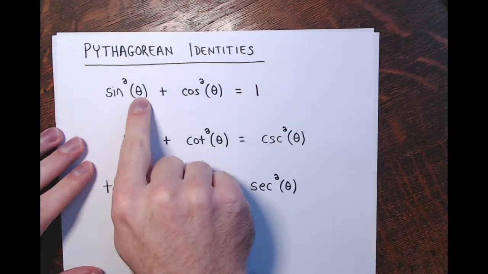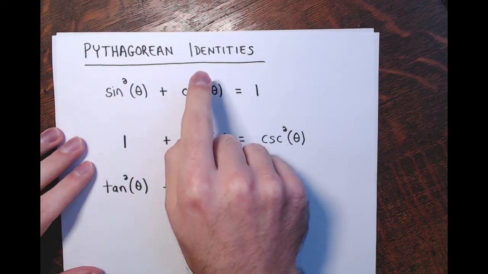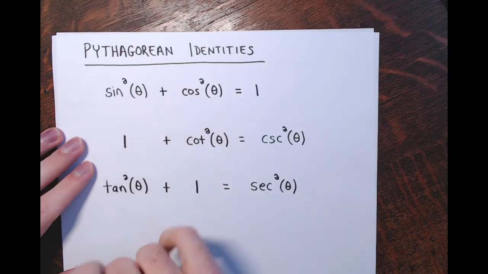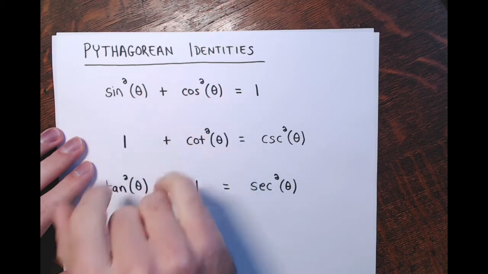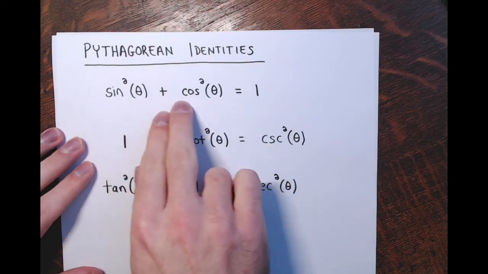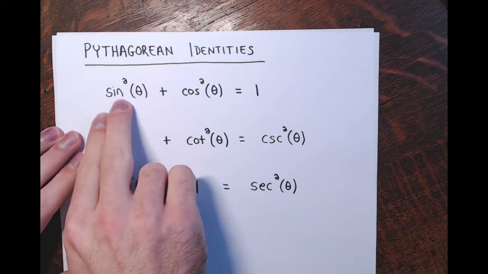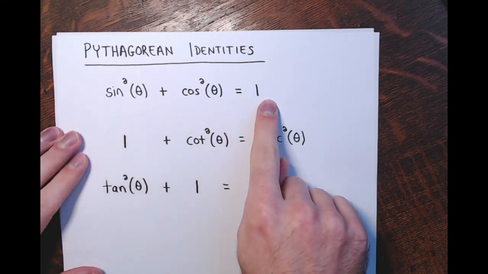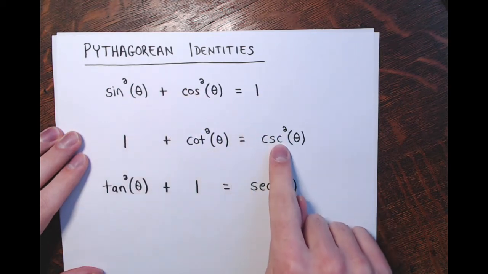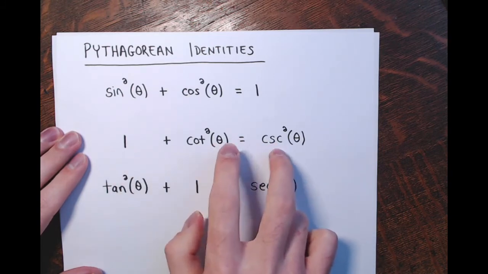So the sine of any angle squared plus the cosine of that same angle squared will always be equal to 1. There's the first one that involves sine and cosine. If you know the first one, and I would definitely recommend memorizing it, then you can very easily get the other two. If you take this first one and divide everything by sine squared, you get 1 plus cotangent squared equals cosecant squared. So there's one that involves cotangent and cosecant.